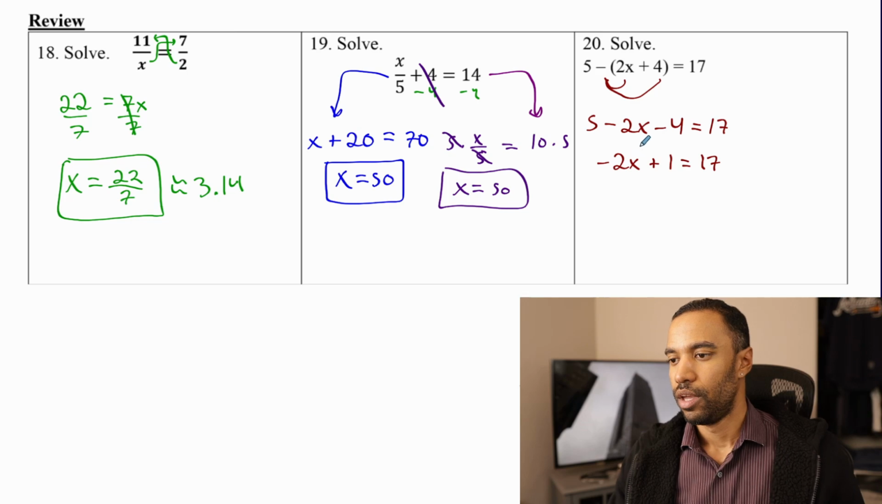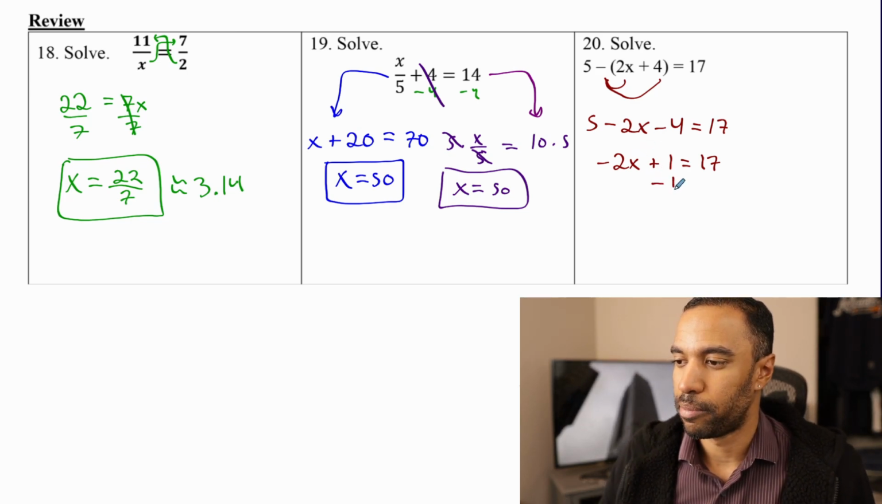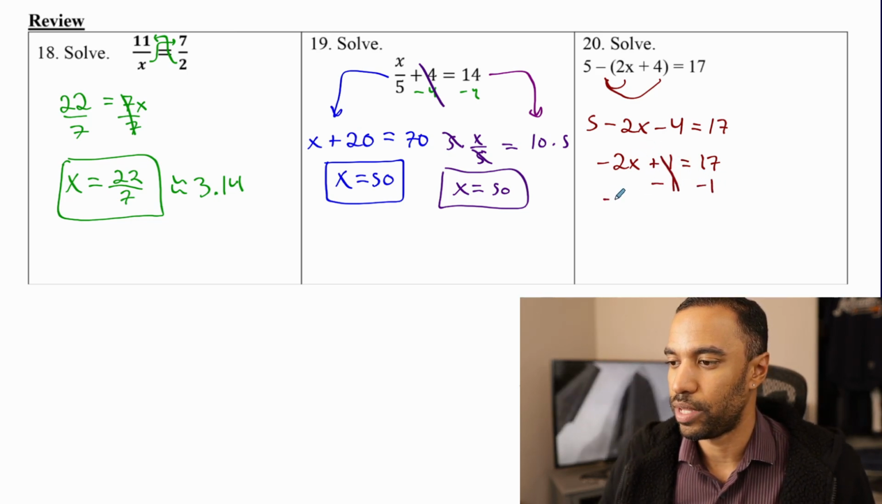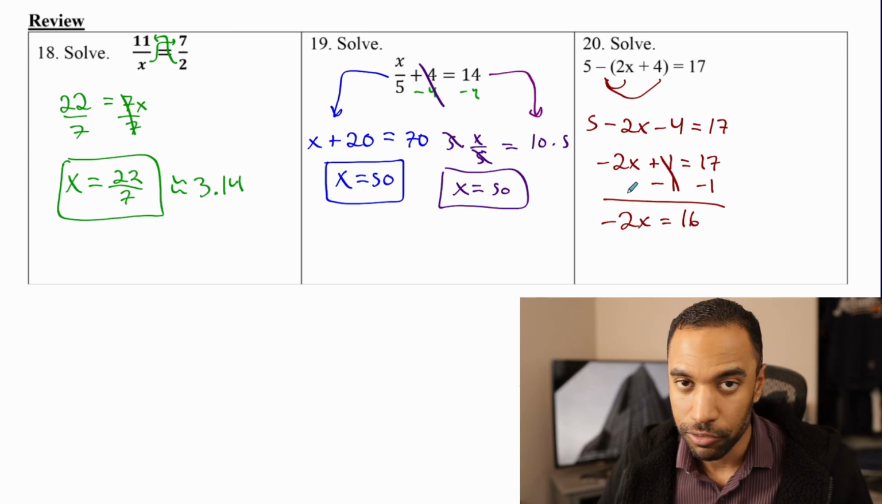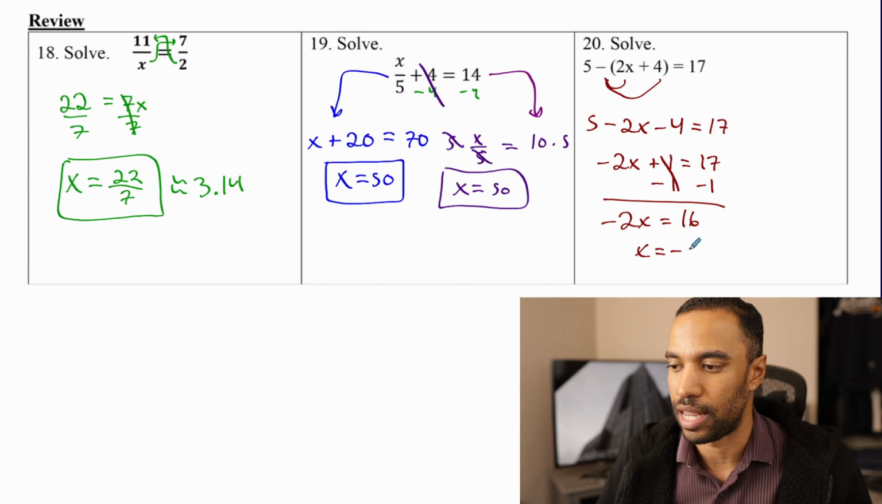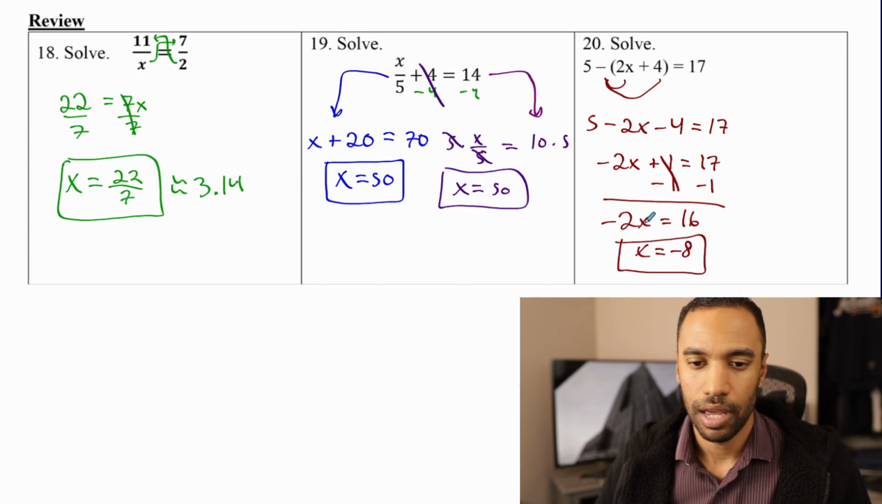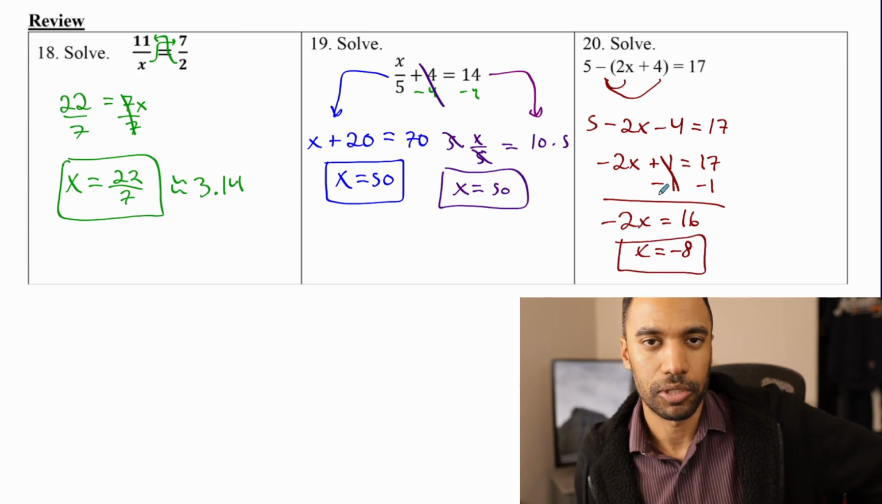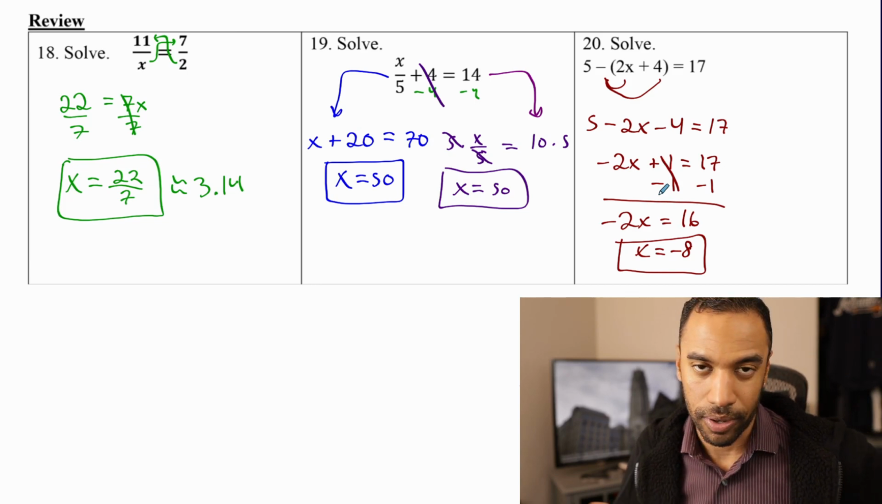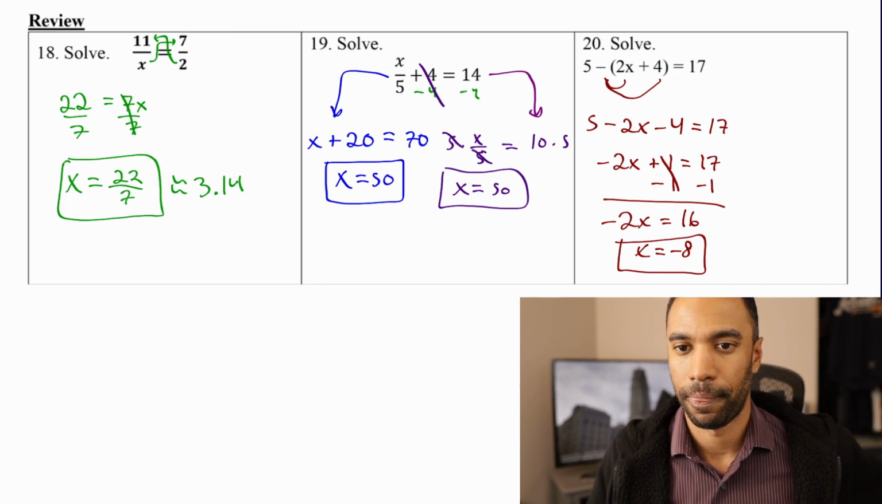All right. Got to solve for x now. Subtract 1 from both sides. That seems appropriate. We get negative 2x equals 16, and divide by negative 2, you get x equals negative 8. I'm not double checking any of these. Feel free to double check and make sure that my work is right. Make sure you know how to double check things like that.